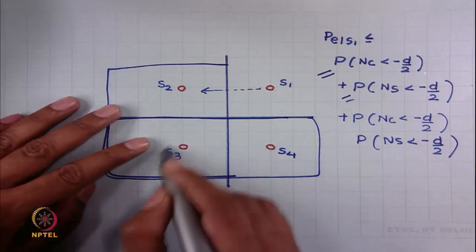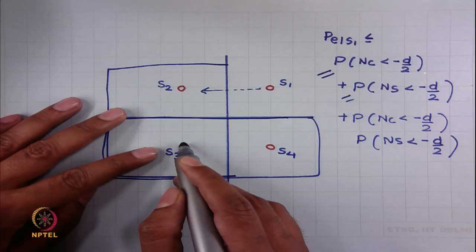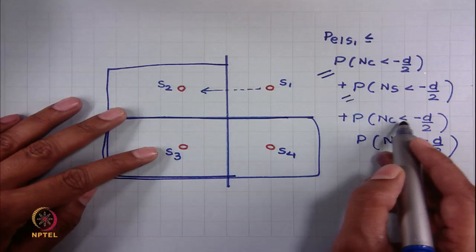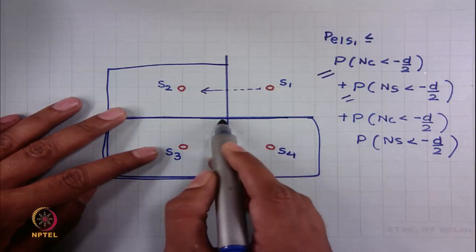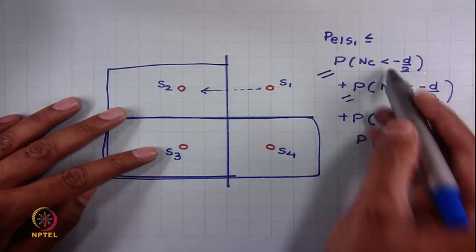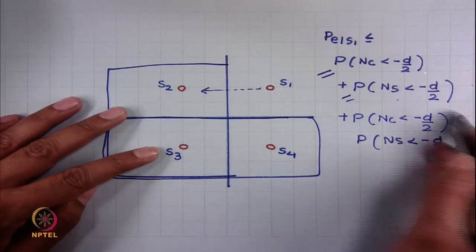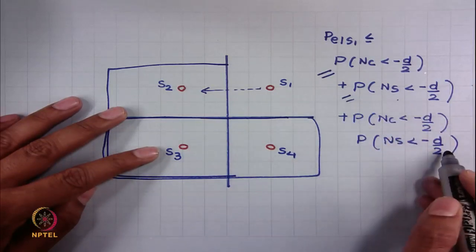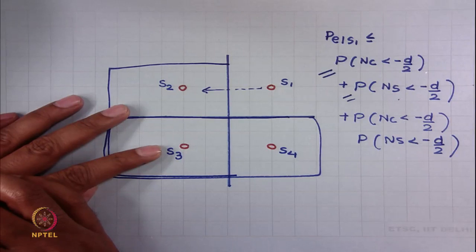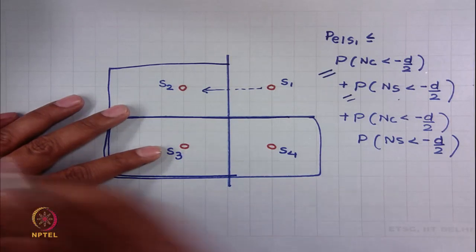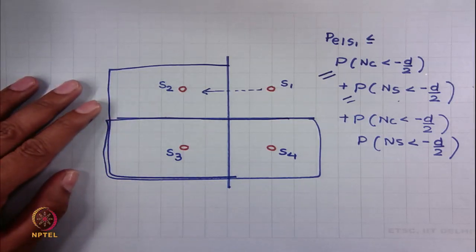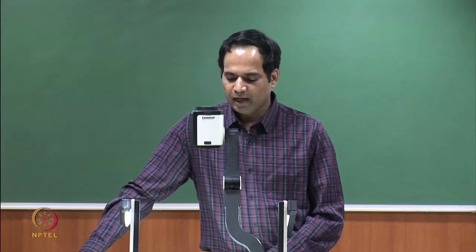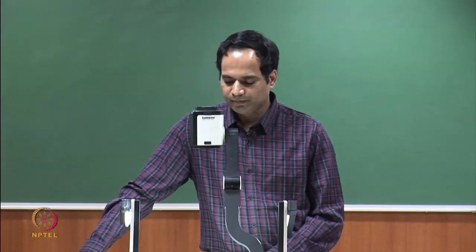And now, when we think about this probability of error due to S3, actually you want that NC should be less than minus d by 2 and NS should be less than minus d by 2, but you have already covered the third quadrant twice, and you are adding again the probability of the received value to lie in the third quadrant, and thus you are recounting events, and thus the union bound gives you an upper estimate of the probability of error.